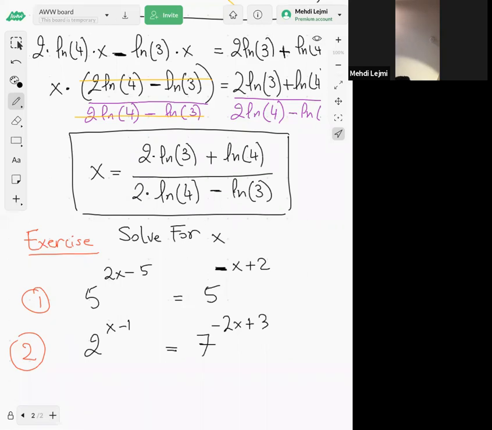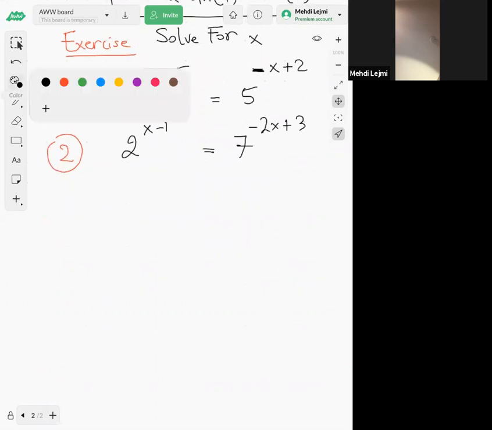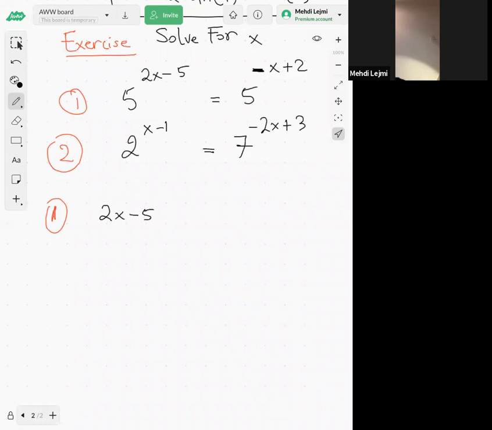All right. Sorry, guys. We don't have much time, so I have to go over this exercise very quickly. So for number 1, because we have the same base, you apply the log in base 5 on both sides. Then on the left side you have 2x minus 5, the exponent, equal to the exponent of the right side, which is minus x plus 2. And so you have to solve for x.